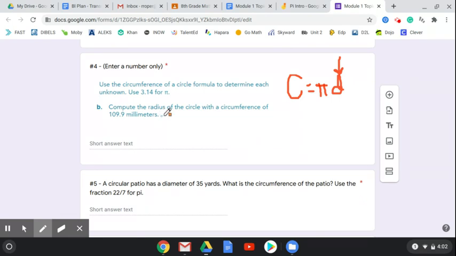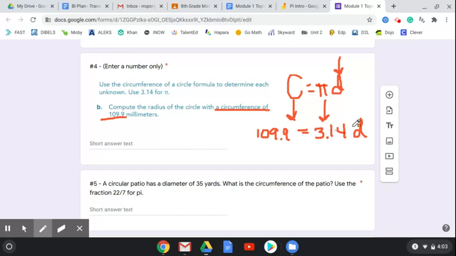It says compute the radius of a circle with the circumference of this. So I'm going to plug in that number for C, 109.9. That is the circumference. I'll bring my equal sign down. I know what pi is equal to. We approximate that to be 3.14. I'm going to leave D as D, because I don't know the diameter. Now, just like we did in the previous problem, to undo this multiplication, I'm going to divide both sides by 3.14 to undo the multiplication.